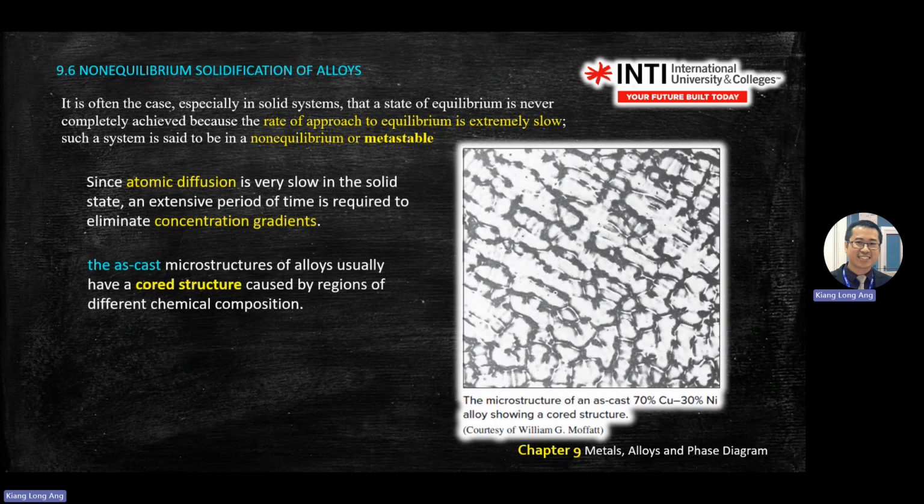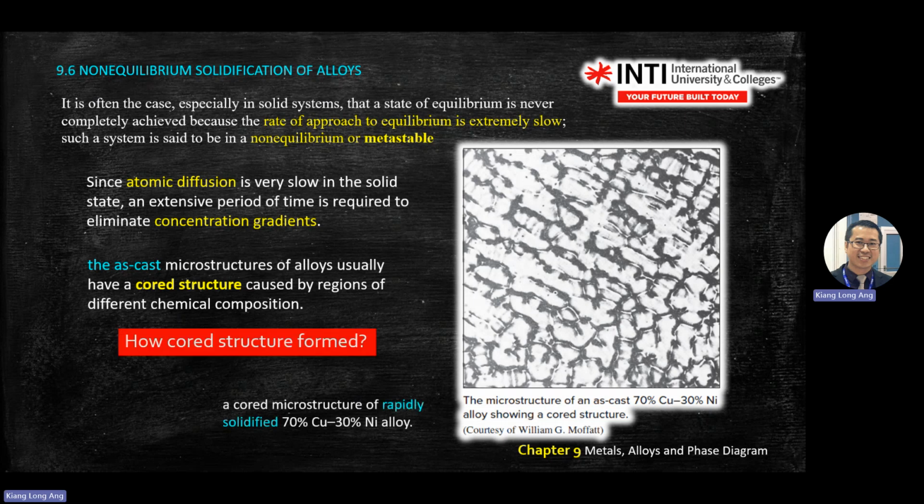Since atomic diffusion is very, very slow in the solid state, they need some time to eliminate the concentration gradient. So you will see some microstructure like this one of the metals. You'll see the cored structure and so on. So how does the cored structure form that you see on the screen here?